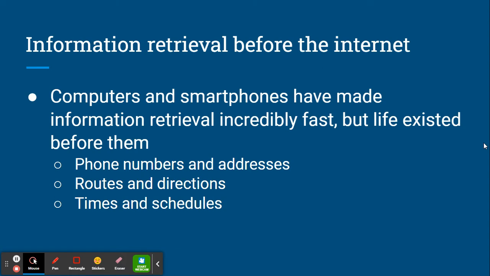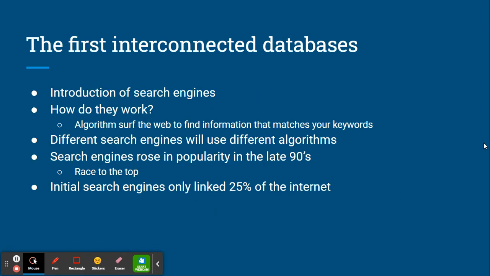Life did exist, surprisingly, before the internet and smartphones. So long ago, you had to use a yellow pages to find somebody's address and phone number. You used an atlas to help give you routes to a location and directions, and you used a newspaper to help you find the time of your favorite show, the time of something to watch later. And the introduction of the search engines in the late 90s and their rise to popularity in the early 2000s really started to change how we retrieved information.